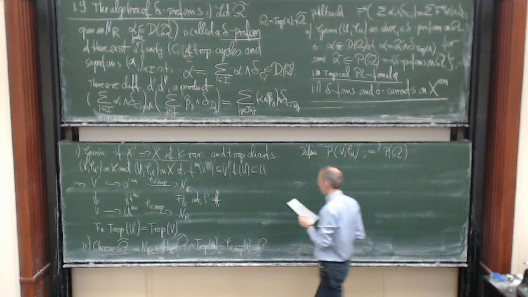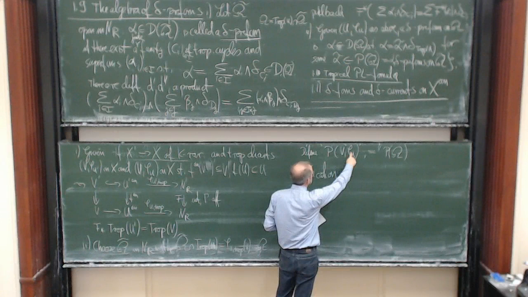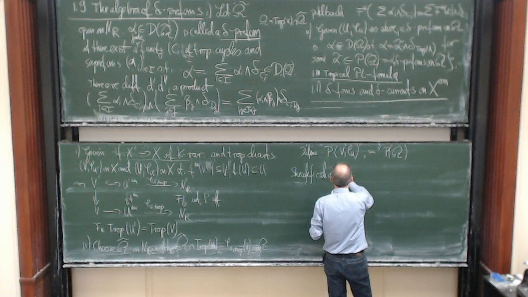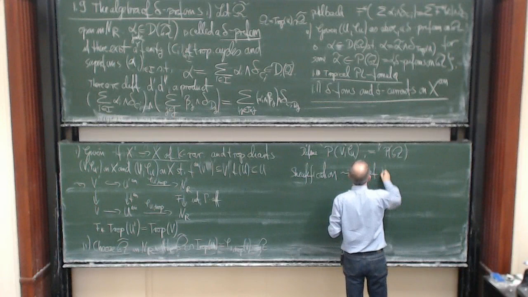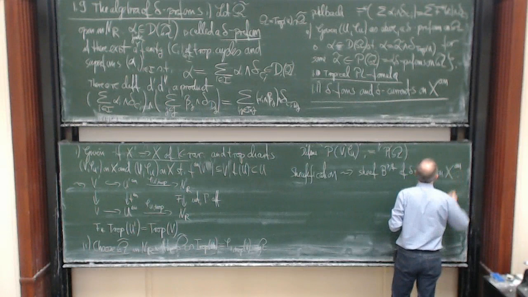So then you do sheafification. First of all, for a given V, you take the limit over all U, then you get some group, and then you get a pre-sheaf for the topology given by this V, and then you sheafify. So the sheafification gives you the sheaf B PQ of delta forms on Xn. So you get a sheaf of spaces here.